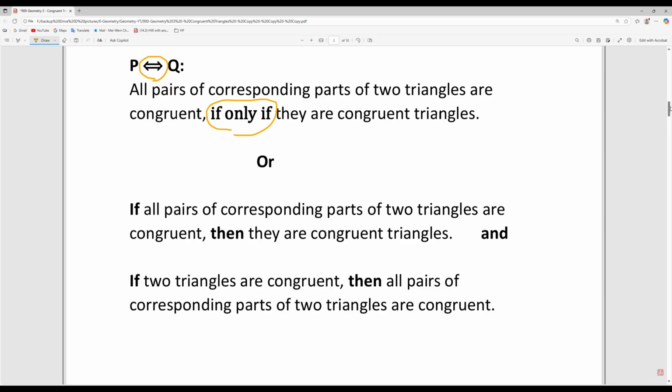P if and only if Q, and in other words, you can separate it into 1 and 2: P, then Q, or Q, then P. So that's the definition of CPCTC, congruent triangles.